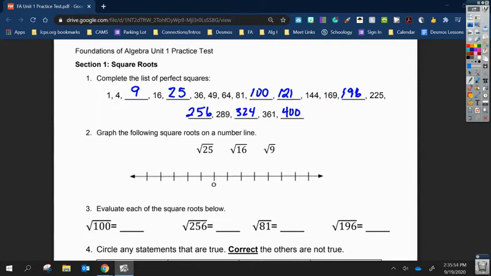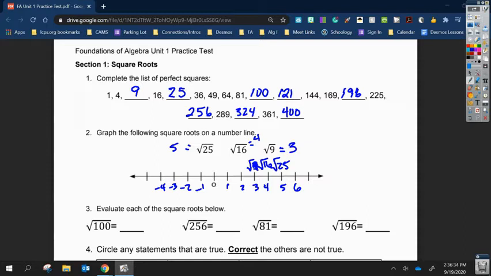The second question asks you to graph the following square roots on a number line. The square root of 25 is equivalent to 5. The square root of 16 is equivalent to 4. And the square root of 9 is equivalent to 3. Make sure you number your number line so you know what your interval is. So we'll number 1, 2, 3, 4, 5, 6, and -1, -2, -3, -4. The square root of 25 is equivalent to 5, so I'll put the square root of 25 right there. The square root of 16 is equivalent to 4. And the square root of 9 is equivalent to 3. So I'd put the square root of 9 right there.